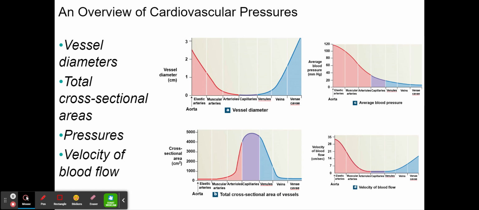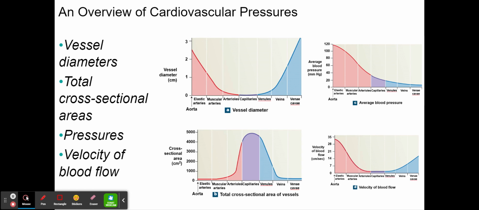When talking about pressures, or average blood pressures, which is noted as C in this graph, as arteries branch, their total cross-sectional areas increase and blood pressure falls rapidly. Most of the decline takes place in the small arteries and the arterioles. Venous pressures are relatively low. And lastly, the velocity of blood flow. As the total cross-sectional area of the vessels increases from the aorta to the capillaries, the velocity of blood flow decreases. Blood flow velocity then increases as total cross-sectional area drops from the capillaries towards the vena cava.